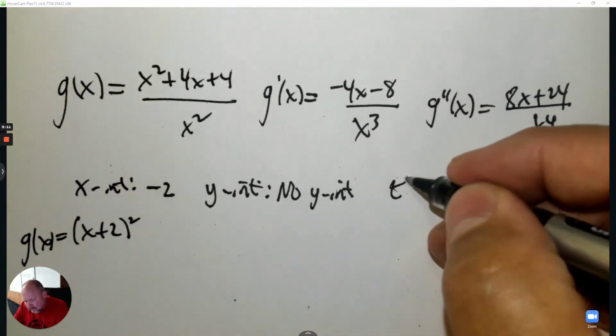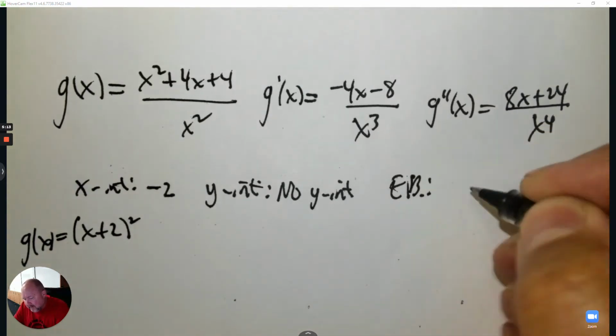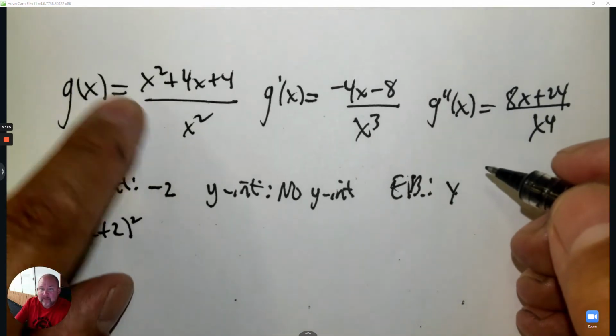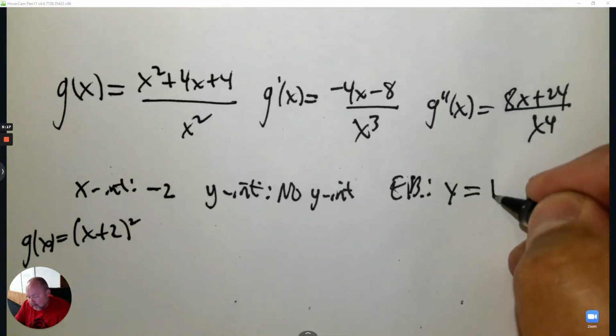End behavior. We can write this end behavior as an asymptote. Notice power term over power term, it's y equals 1.